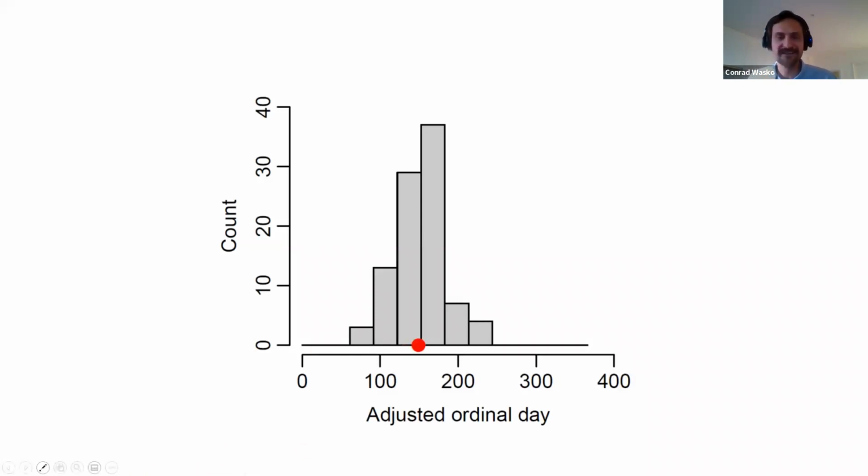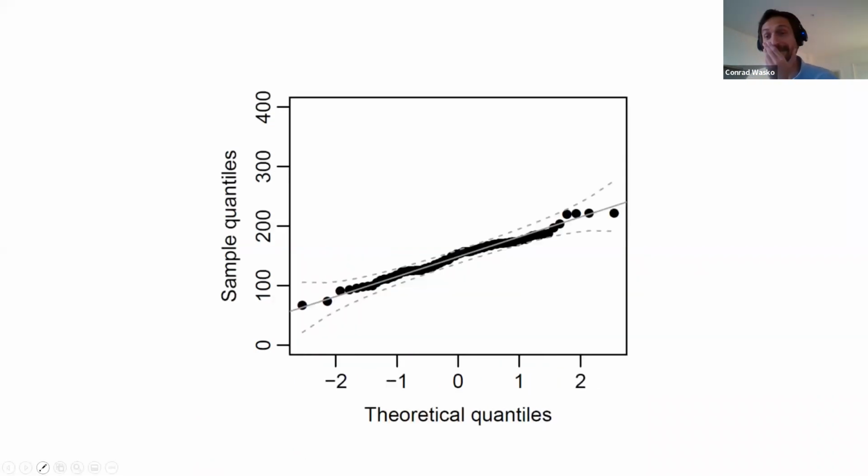But what's really cute is if we plot this as a QQ plot, it looks really, really normally distributed. And so we can just perform a hypothesis test on whether the skew is zero or not to see if our distributions are normal.